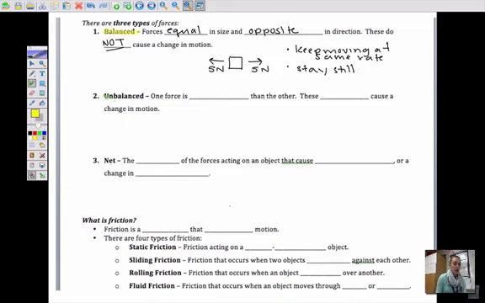The second type of force we're going to talk about are unbalanced. And this is where one force is bigger than the other. And these always cause a change in motion. So we're going to have our box again. And in one direction, we're going to have 10 newtons of force pulling on it. And in the opposite, we'll have 5 newtons of force. Well, because the force is bigger on the right-hand side, that means there's going to be motion going to the right.